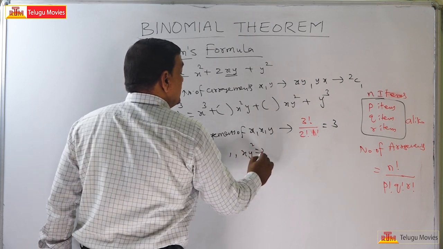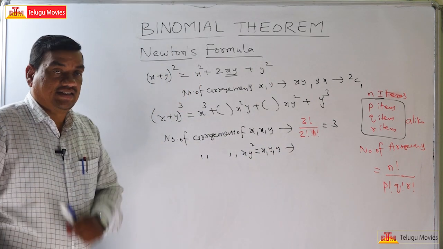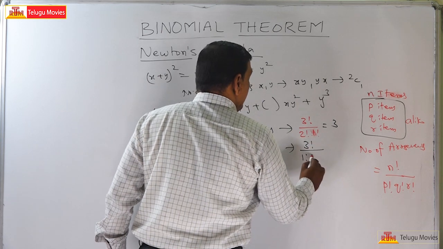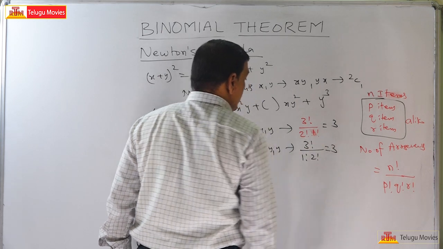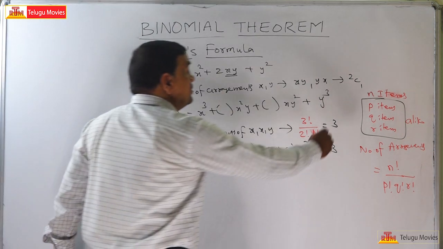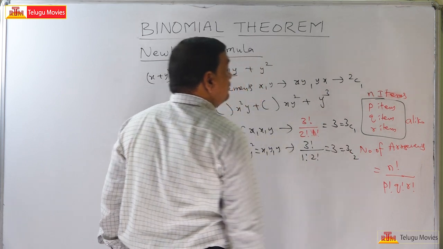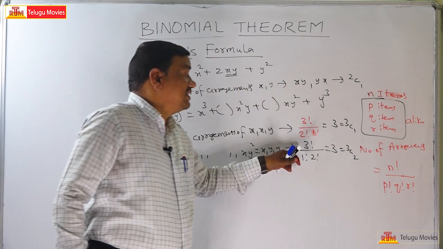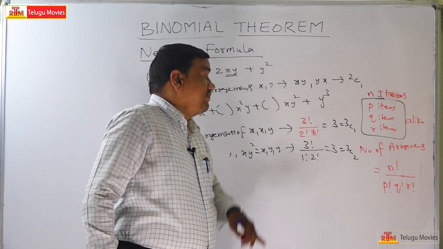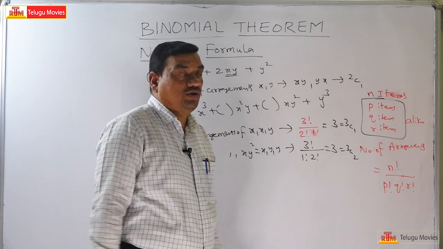Again, the number of arrangements of xy square. Xy square means x, y, y: 2 y's and 1 x. So this is given by the formula 3 factorial by 1 factorial into 2 factorial. This is nothing but 3. Understand this: that 3, can I write it as 3c1 and this as 3c2? So this formula is nothing but 3 factorial by (3 minus 1) factorial into 1 factorial, and 3 factorial by (3 minus 2) factorial into 2 factorial.